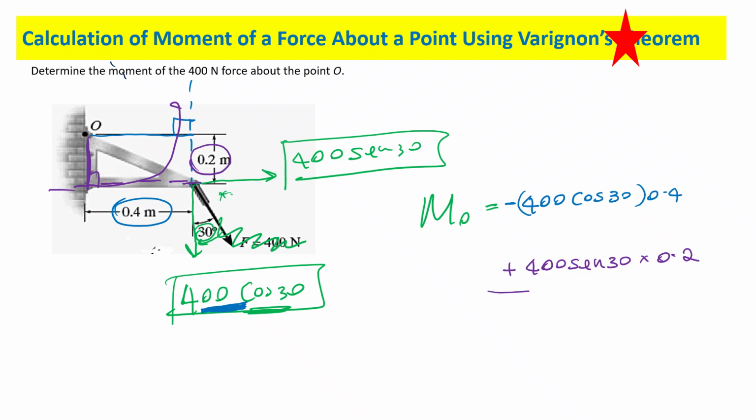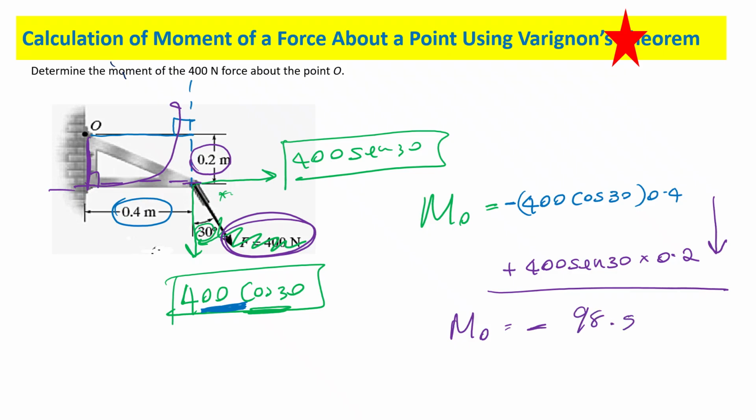When you add these two together, you will get the moment of the 400, the previously given 400 about O. So what do you get? Negative 98 something. Negative means the resultant is in the clockwise direction. Newton meters. Are we good?